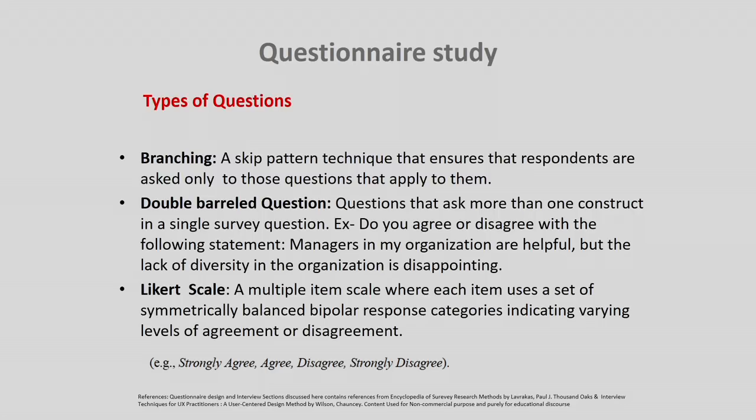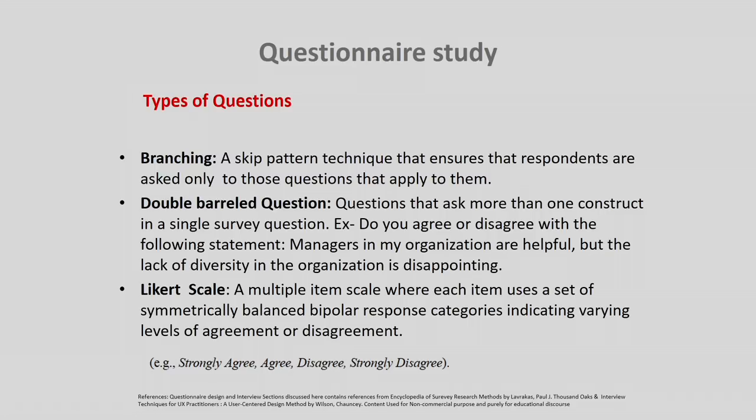Likert scale, this is the most extensively used scale and preferred by designers. It is a multiple-item scale where each item uses a set of symmetrically balanced bipolar response categories indicating varying levels of agreement or disagreement. So, for example, almonds are delicious. When I say this statement, almonds are delicious, I end up with some categories for the respondents to select. For example, strongly agree, agree, disagree, strongly disagree. Now, these kinds of statements are considered as indicating agreement or disagreement, and are called Likert scales.